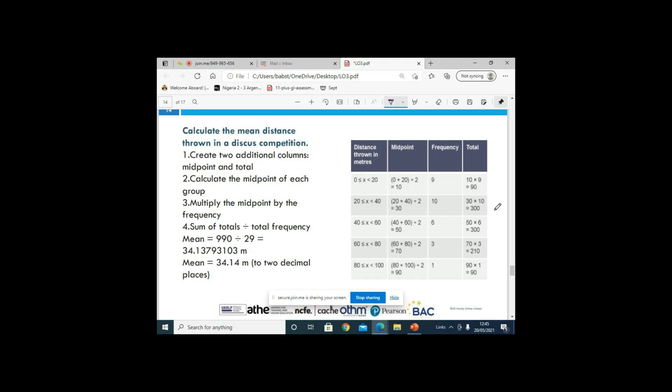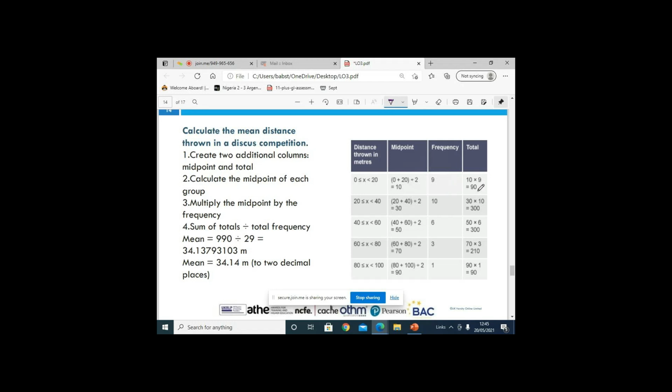So that is the midpoint. Now multiply the midpoint and the frequency together. When you multiply the midpoint and the frequency together, the midpoint is 10.